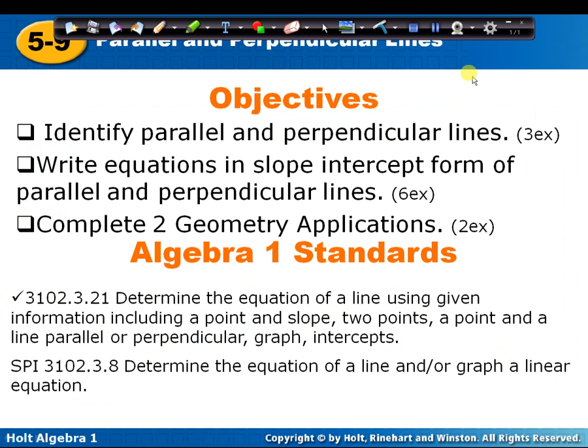Alright, today's lesson is 5-9, day 2. We want to be able to identify parallel and perpendicular lines. We want to be able to write equations in slope-intercept form of parallel and perpendicular lines. And we're going to complete 2 geometry applications of this in class tomorrow.